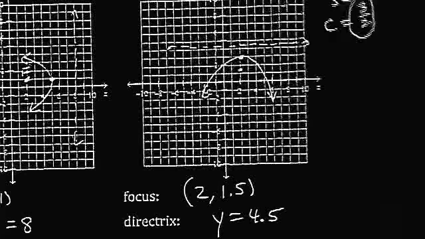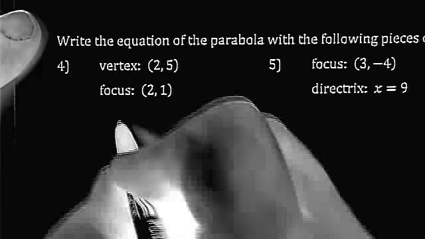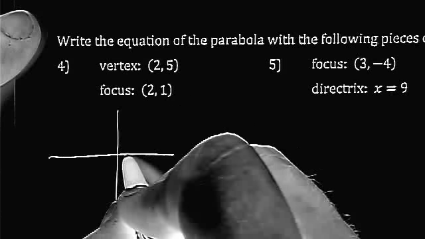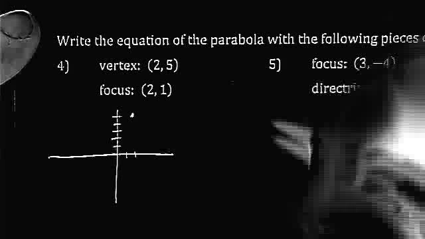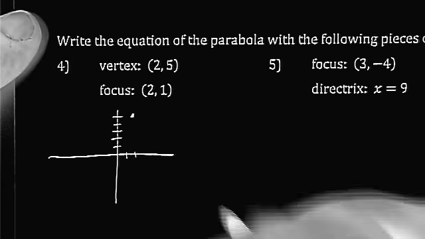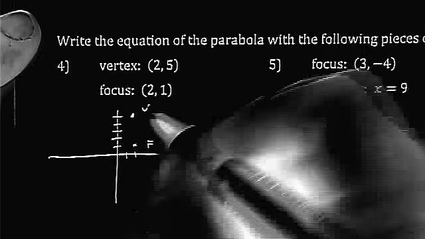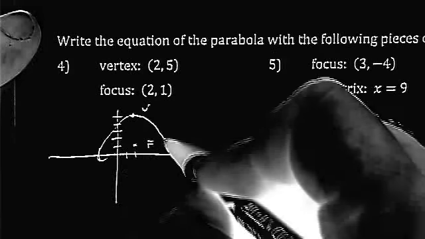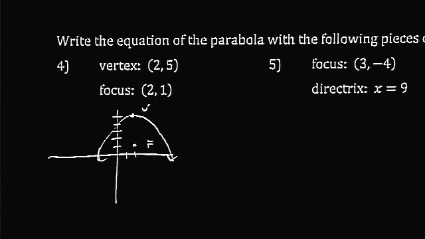Okay, so let's check out these questions. Question 4 here. Given the vertex, I want a basic sketch, folks. So there's my vertex. Focus is at the point 2, 1. So vertex, focus. Obviously, I know this thing opens down because the focus is always inside the parabola.